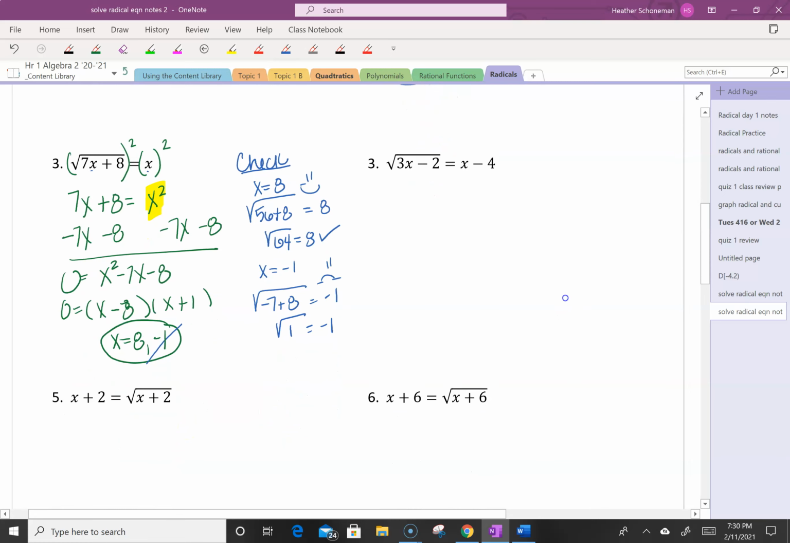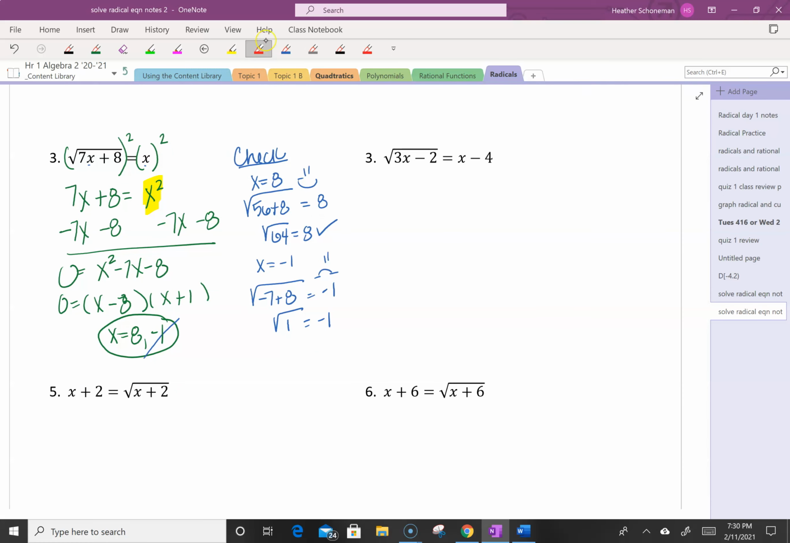If you remember from the first video, I said, though, it's not always going to be the negative one that is wrong, and it's not always going to be one wrong and one right. Sometimes they both could be good, sometimes they both could be bad.